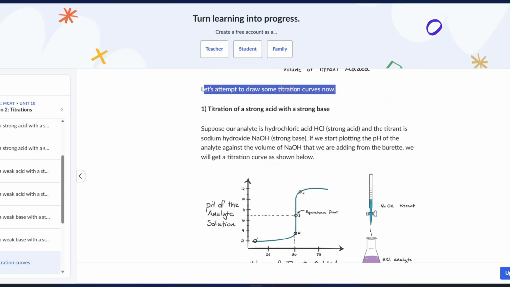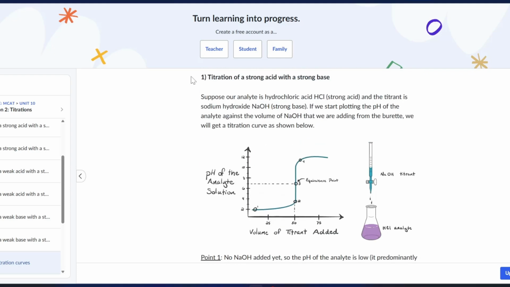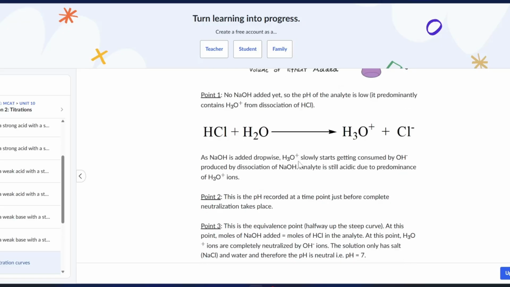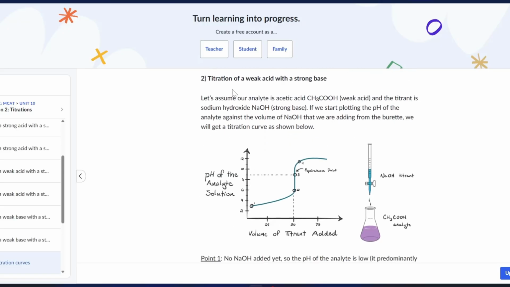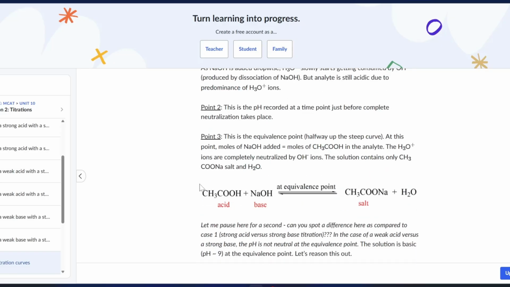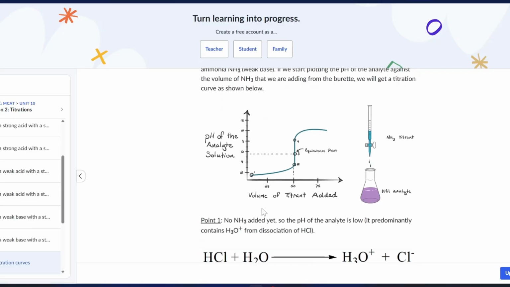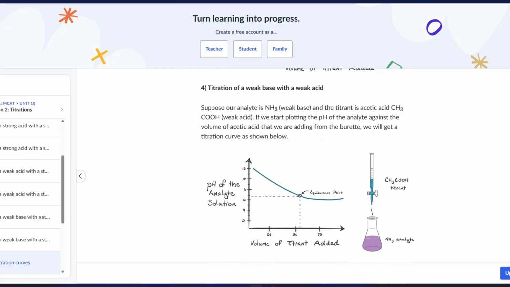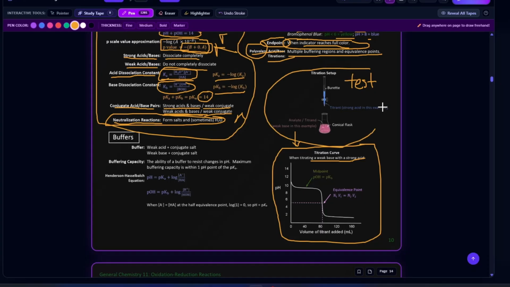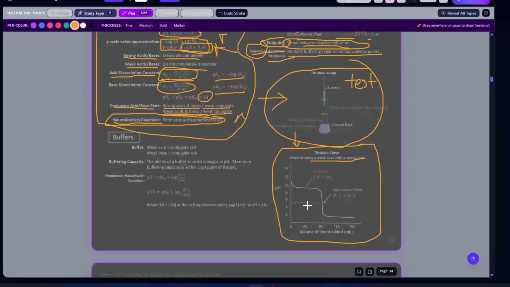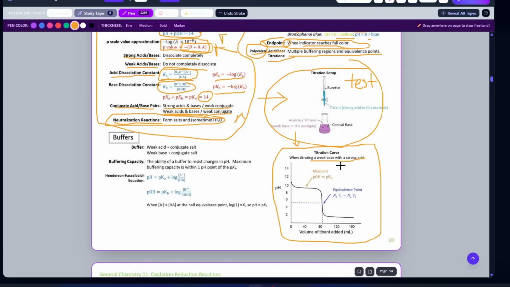Let's attempt to draw some titration curves now. So as you can see, this is a titration with a strong acid and a strong base, okay? And you have to understand why it looks like that. Titration of a weak acid with a strong base looks like this, and then you have to understand why it looks like that. And then you have titration with a strong acid and a weak base, and you also have to understand why it looks like that. And then titration of a weak base with a weak acid, and it will look like this, and you have to understand why it looks like that. So yeah. And this is what the test looks like. Maybe it's better in light mode to show these ones.